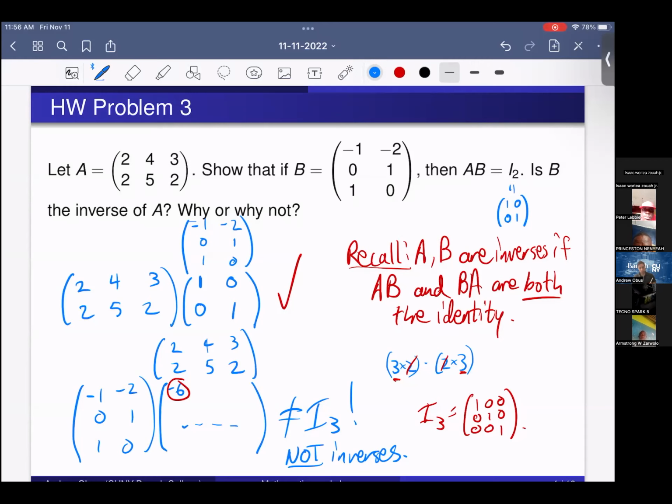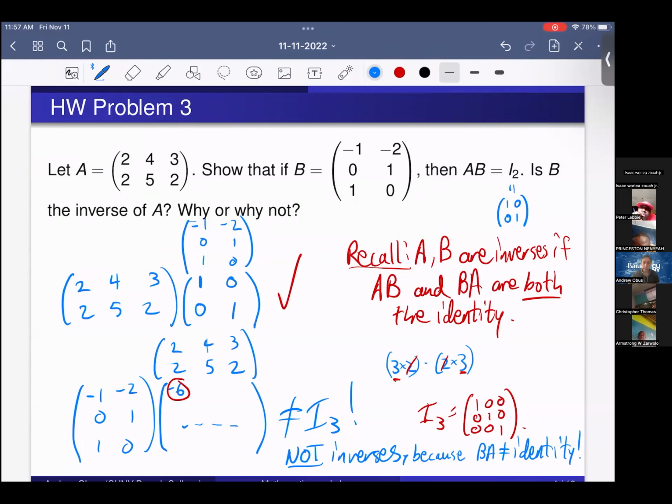So I'll just write that down. Not inverses because BA is not equal to the identity. Okay, so even though AB is the identity, BA is something totally different.